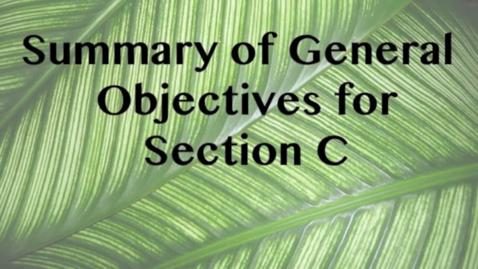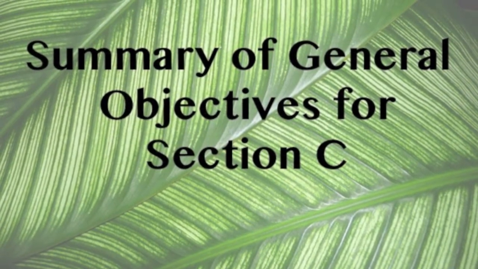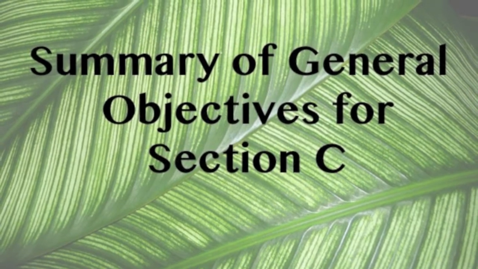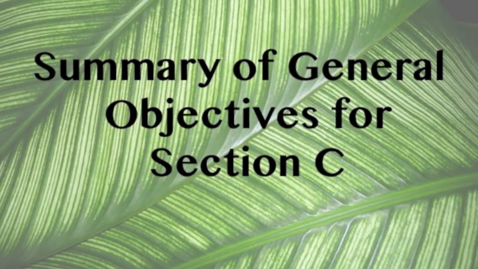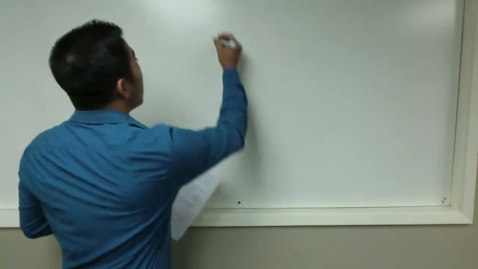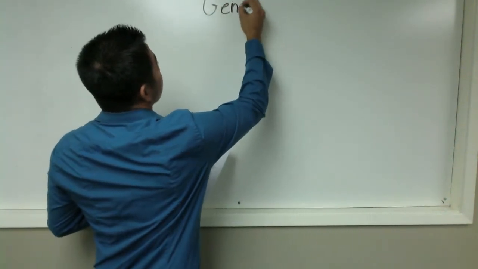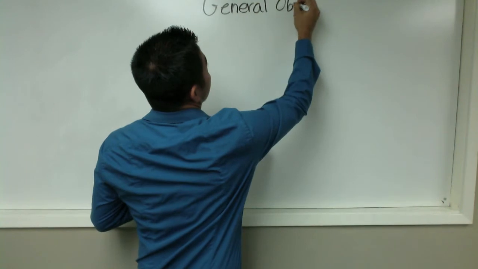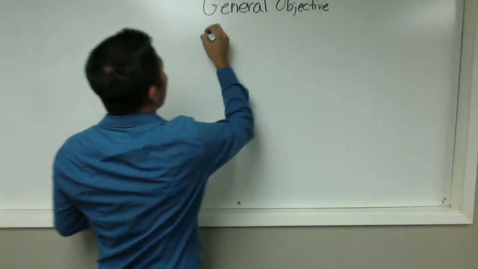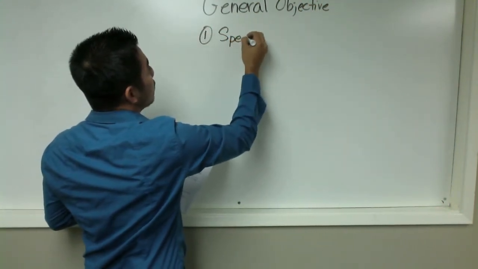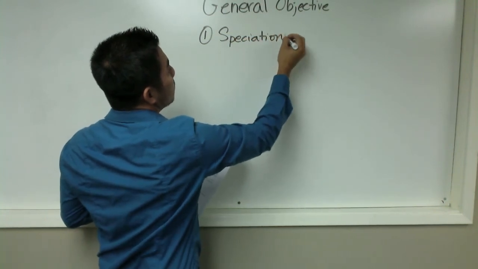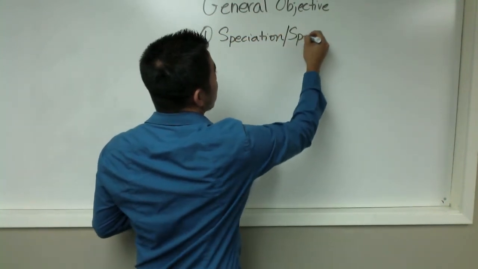It is now time to focus our attention on the summary of general objectives for Section C. This section is now comprised of 7 general objectives, some new. The first general objective is, at the end of completion of Section C, students should be able to understand the species concepts and various forms of speciation. So, the first general objective relates to speciation, the forms of speciation, and the species concept.